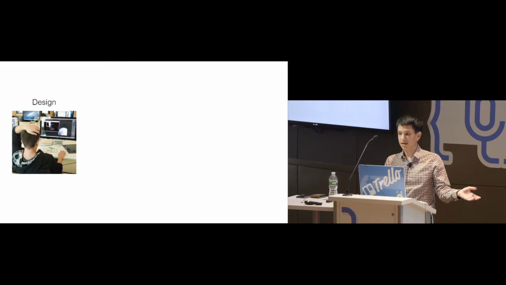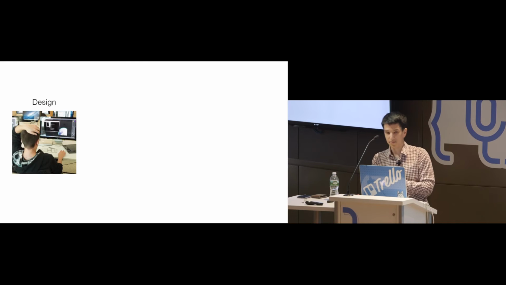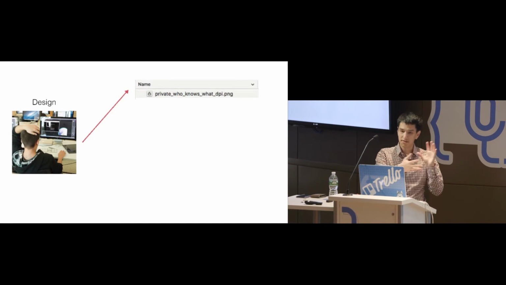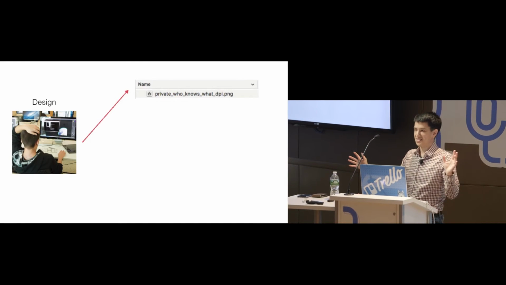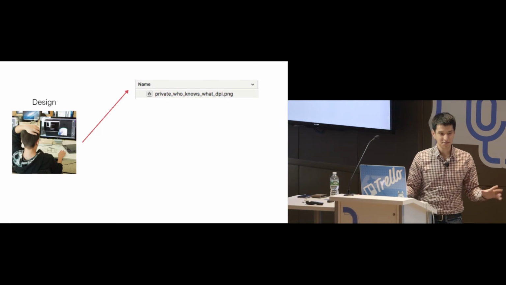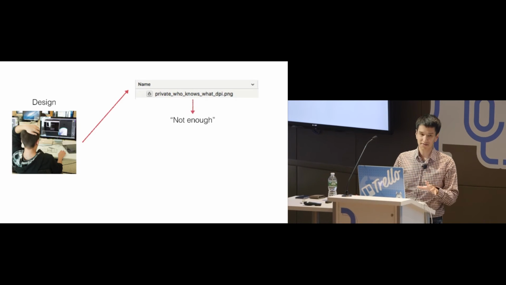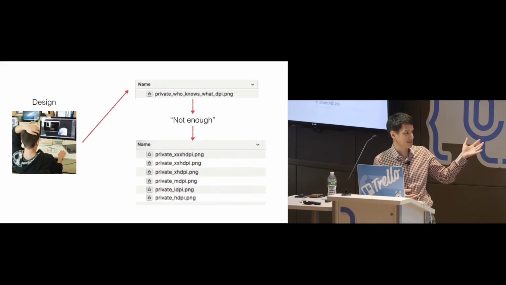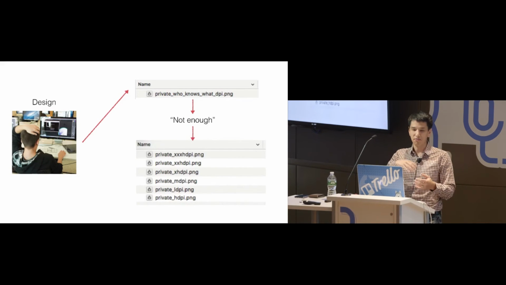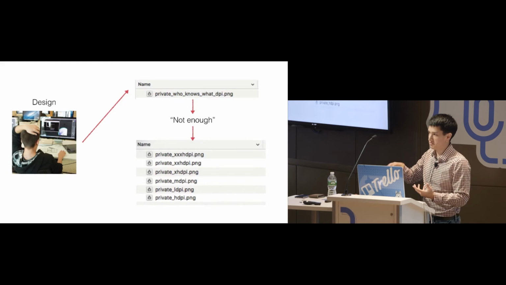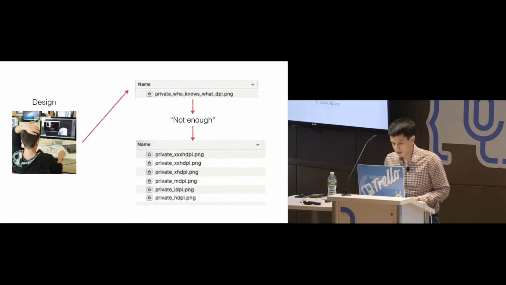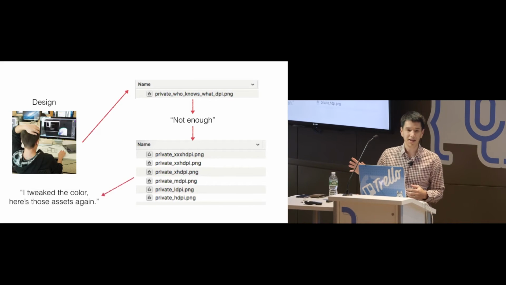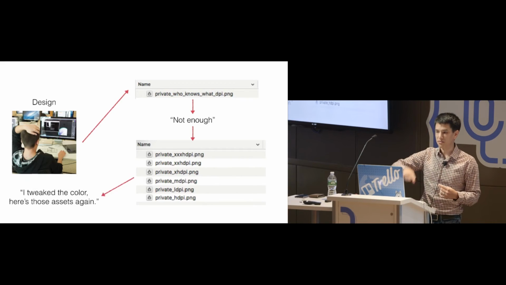So design, a couple days later, sends me a PNG. And who knows what DPI this is in? Who knows what they intended for this? So then I go to them and I say, okay, that's not enough. I need the different densities for my screen. Then they send me back this, which I then have to go and rename every one of them and put them in the right directory structure and then put it all in. And then at the end of all of this work, design says, oh, I tweaked the color of it slightly, and we need to go through this whole process all over again.